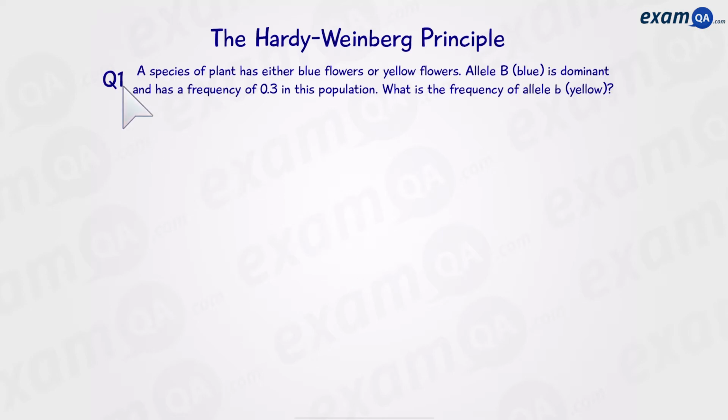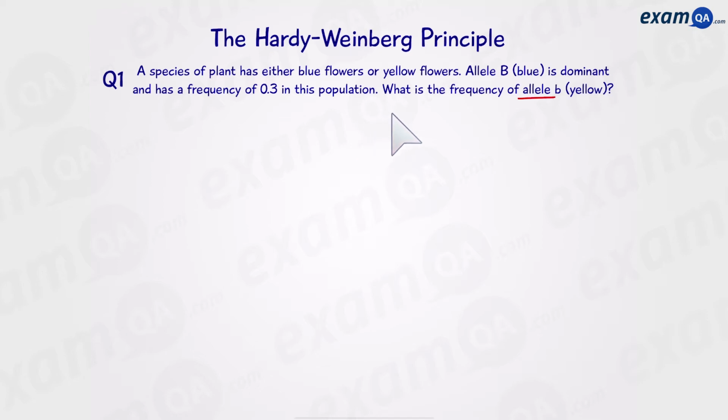Now, I would recommend you pausing the video and having a go yourself. So, a species of plant has either blue flowers or yellow flowers. The allele big B, blue, is dominant and has a frequency of 0.3 in this population. What is the frequency of the allele small b, yellow flowers?